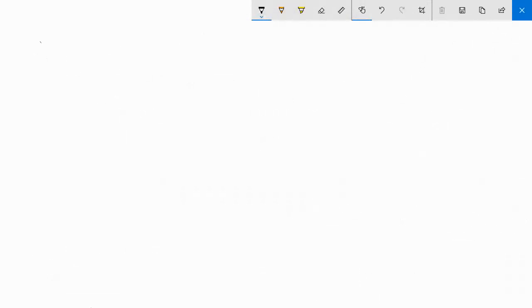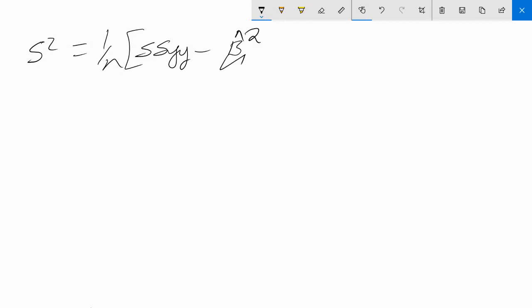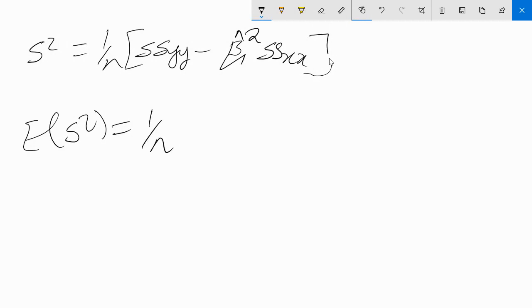Our S squared is equal to 1 over n, let me write it like this, SSYY minus beta 1 hat squared SSXX. So I want the expected value of S squared. And because this is a constant, we leave it out. We have the expected value of this guy here.